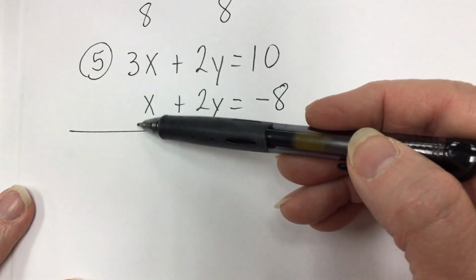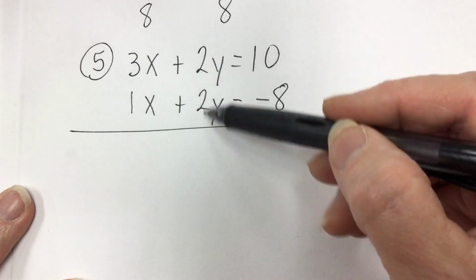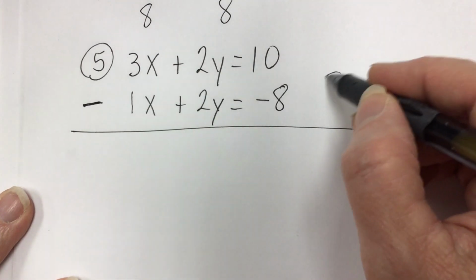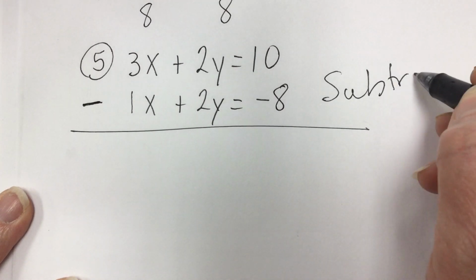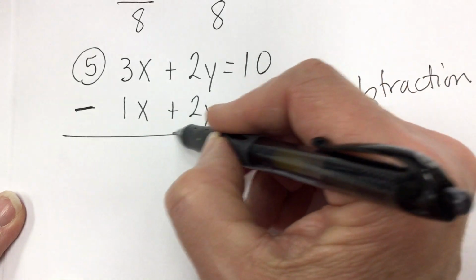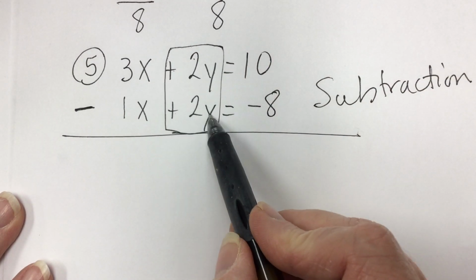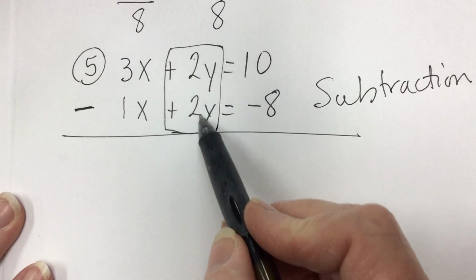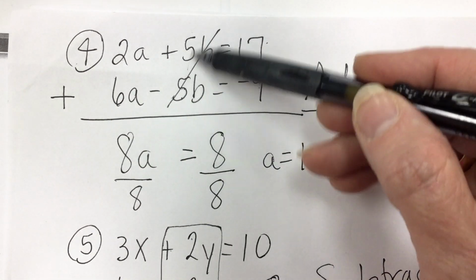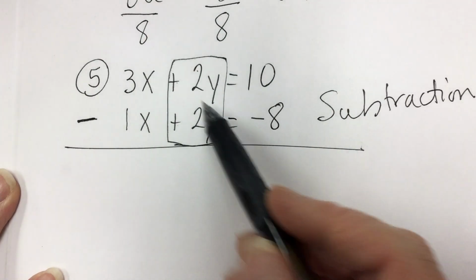So let's begin looking at our x's. These are not the same, but look at your y's. These are the same. If they're the same, we use subtraction. So we will use subtraction on this problem. If they're the same, like my two y's are, they're both positive 2y, positive 2y, so if they're the same, you use subtraction. Like on number 4, they were opposites of each other, therefore we used addition. So when they're the same, you use subtraction.